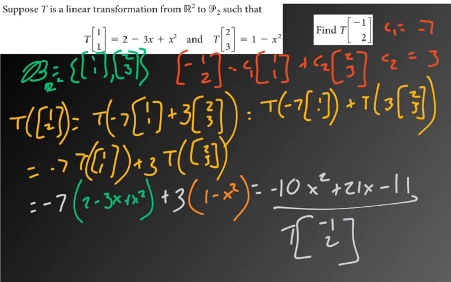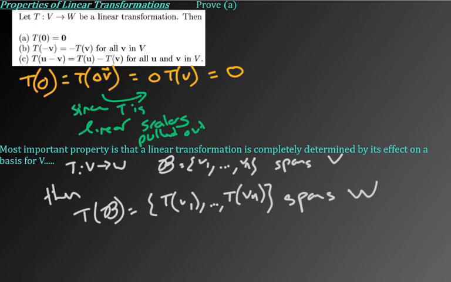And that all relies on the fact of what I was saying down here: a linear transformation is going to be completely determined by its effect on the basis for the domain space, the V there.